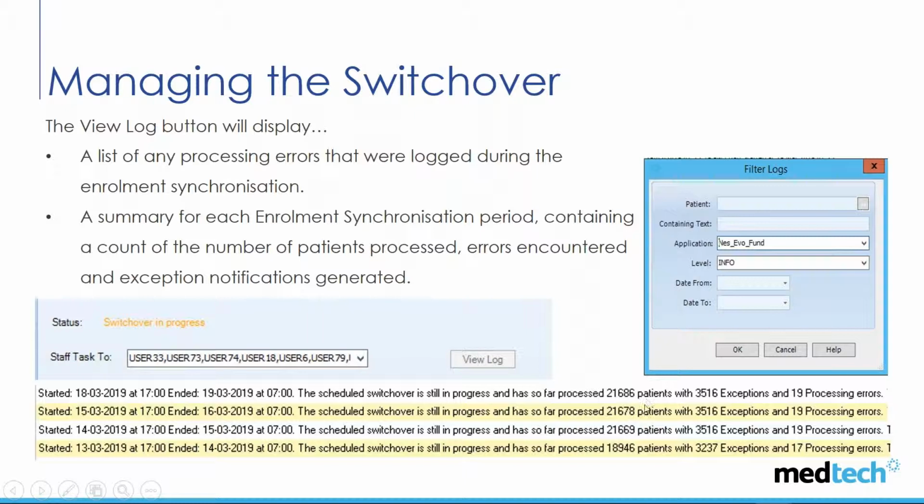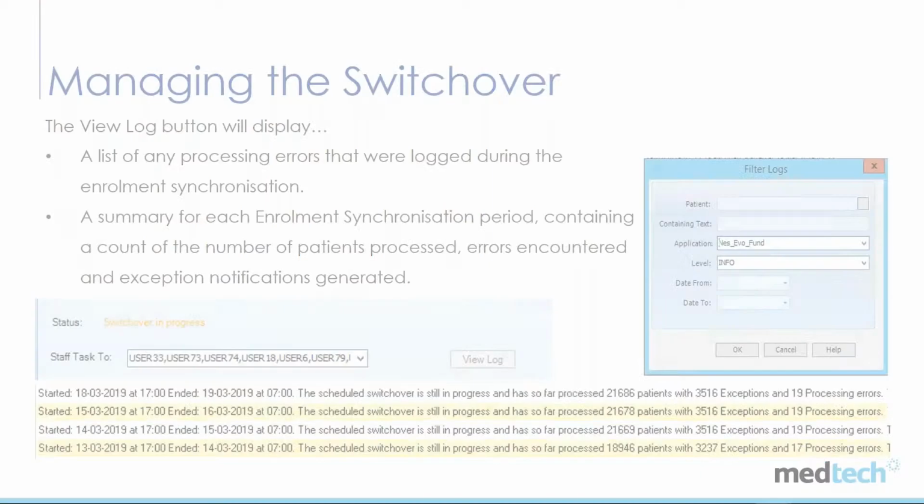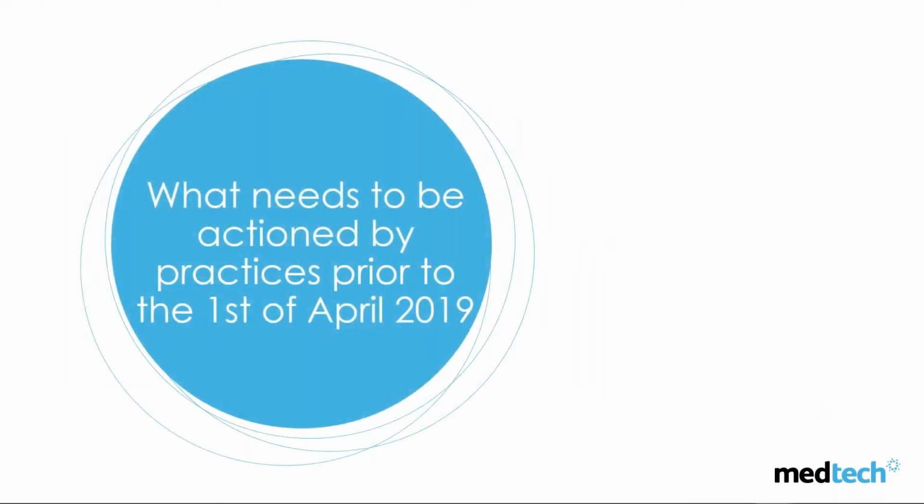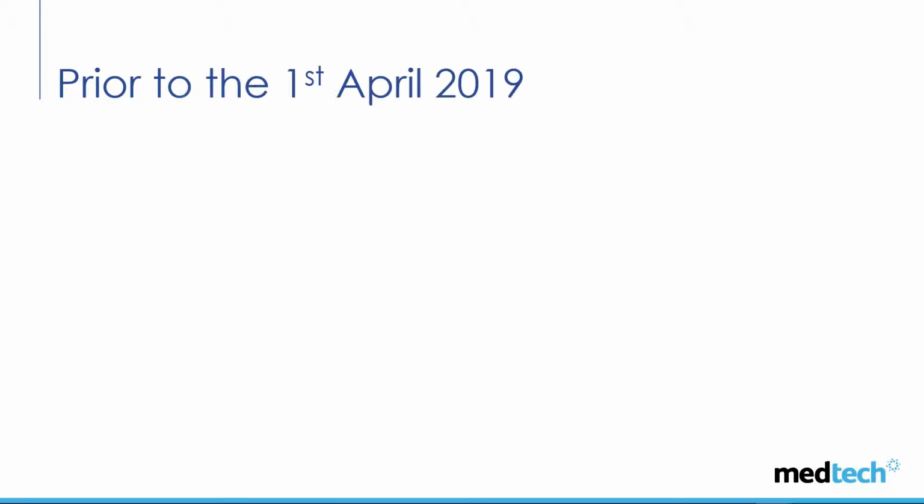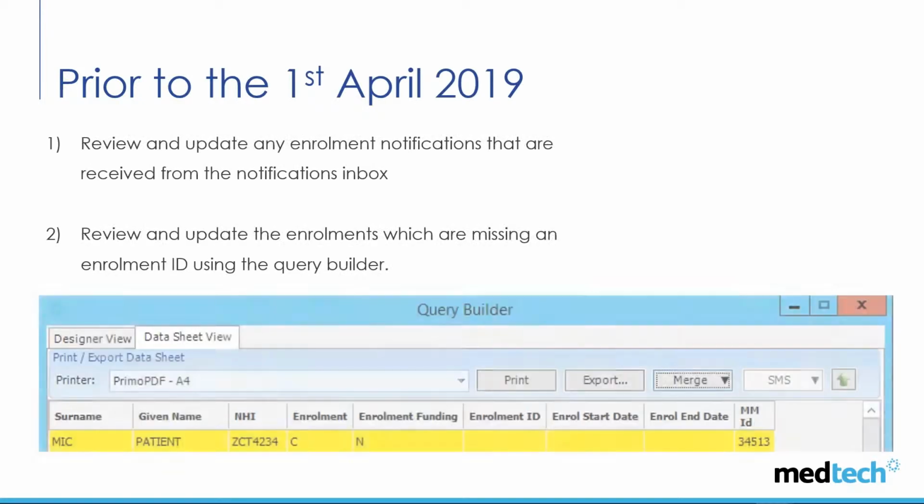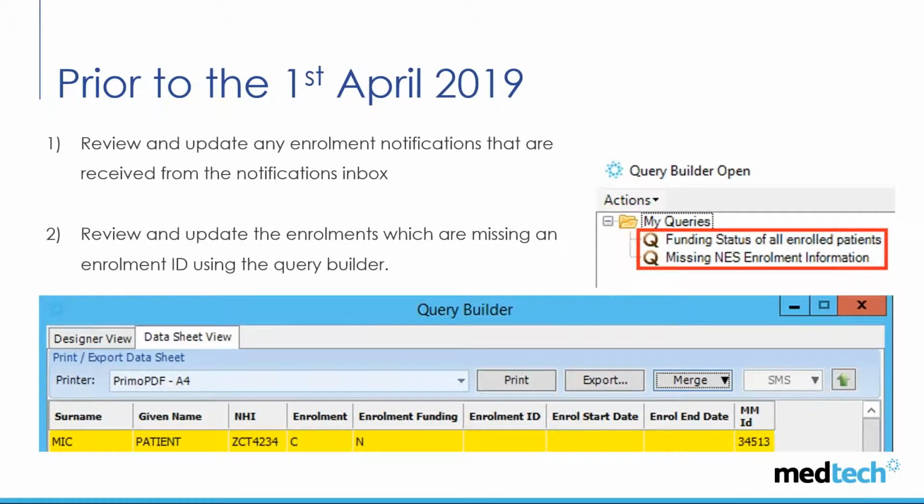From the other image I have below there, we can see 4 records which have a summary. So for this practice, they had 18,946 patients processed from 13th of March. The next day, they processed an additional 3,000 patients. And as you can see, between the 14th and the 15th, there's very little that processed, which indicates that the bulk switchover for the phase 1 has completed.